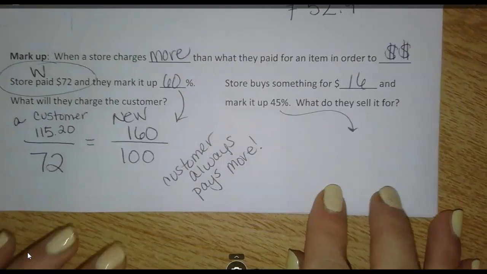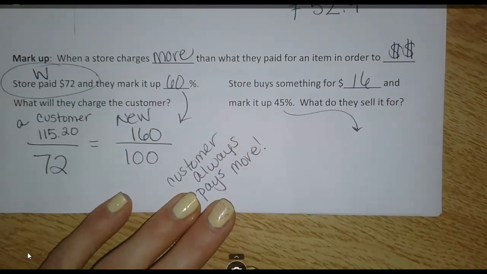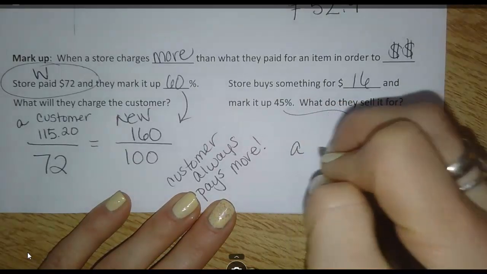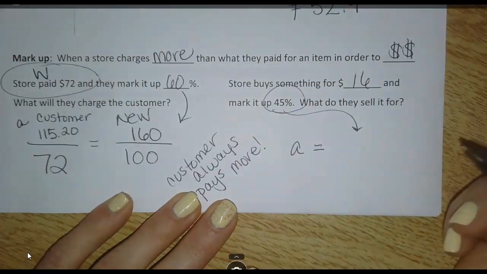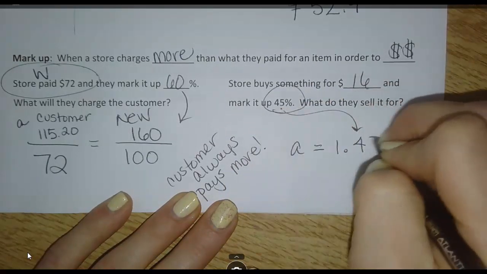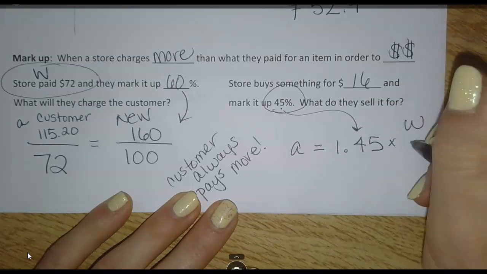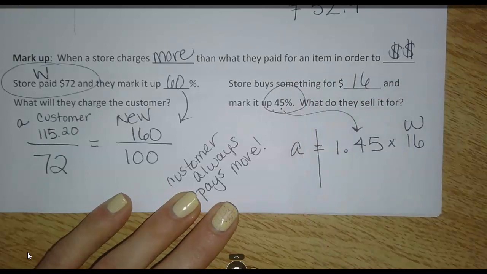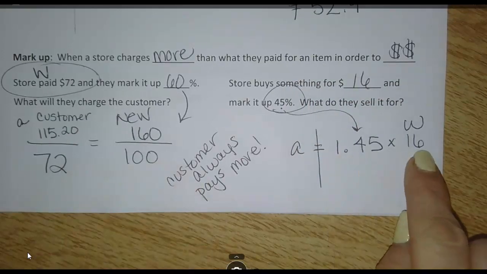Okay, one more. Store buys something for $16. They mark it up 45%. What are they going to sell it to the customer for? So we know we're looking for what the customer pays. That's the part. I have to think about what my new percentage is here. If they mark it up 45%, that means they're going to charge the customer 145%. And then times W, or times that 16 original. So I'm really finding 145% of the $16.